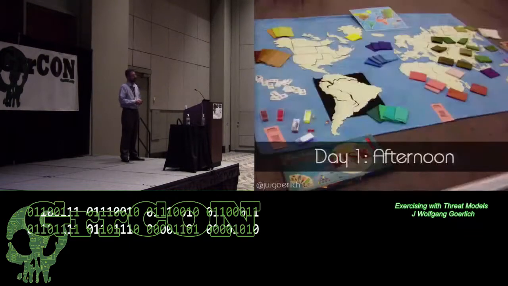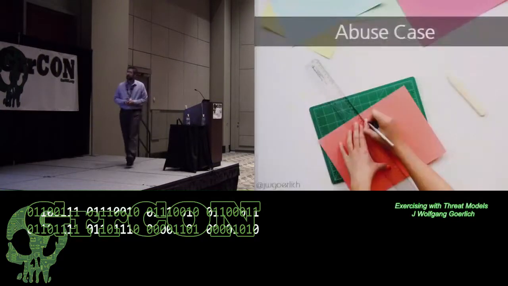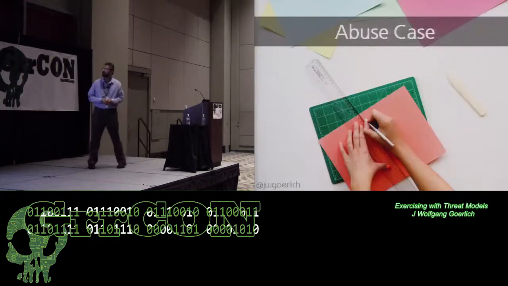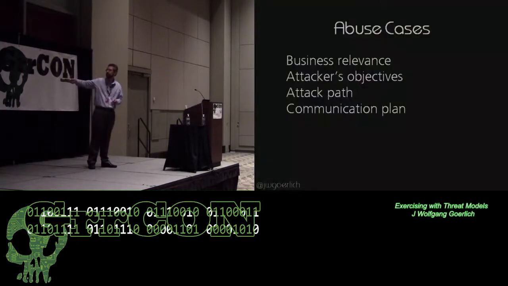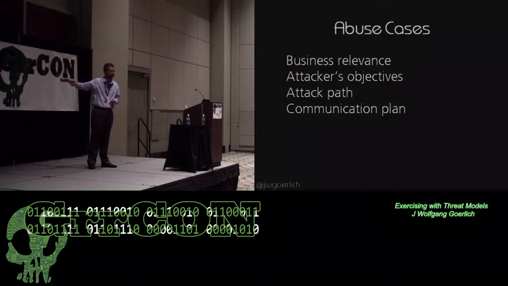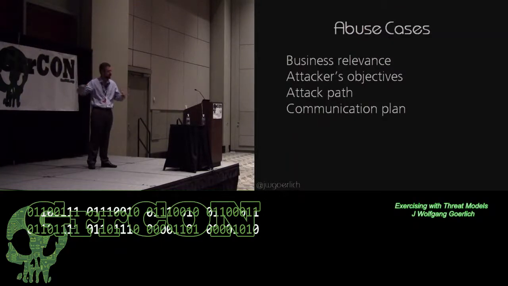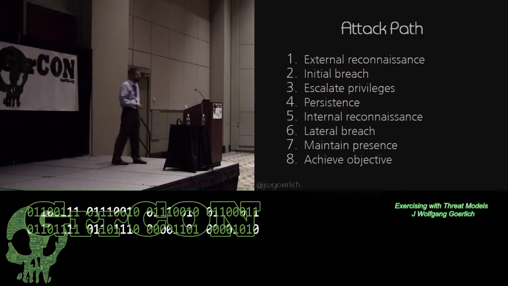So that brings us to tabletopping and doing the threat models. In MySec world, we call this an abuse case. What an abuse case is, is about a paragraph of business relevance with any numbers that can dictate impact and likelihood, given the attacker's objectives, and then the attack path. The attack path is that Excel file, which I'll walk you through, that lists out what the attack would look like, stage by stage, everything from external recon to achieving the objectives.